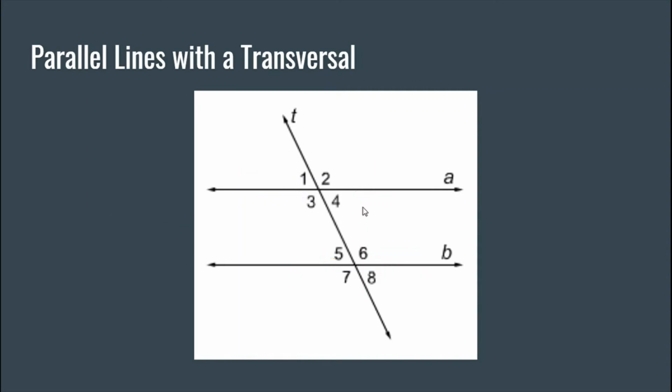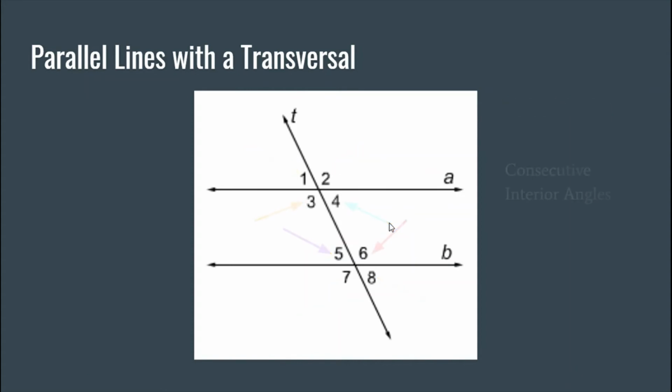Okay. Next up, we have vertical angles. Vertical angles are angles that are across from each other, as you can tell from the same colored arrows. So these 2 angles here, these 2 angles here, same for this side here.